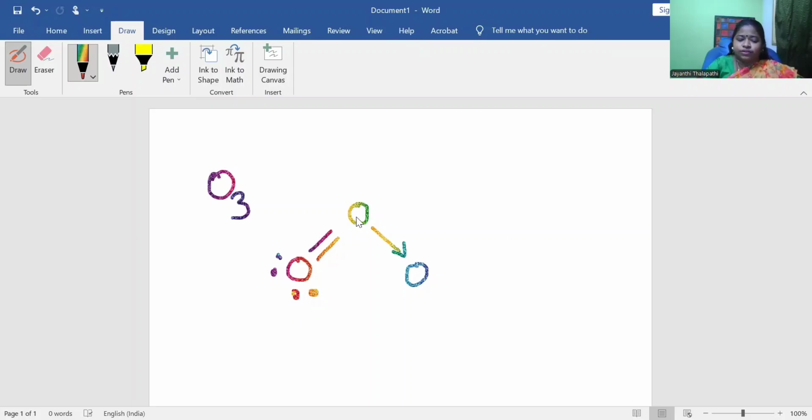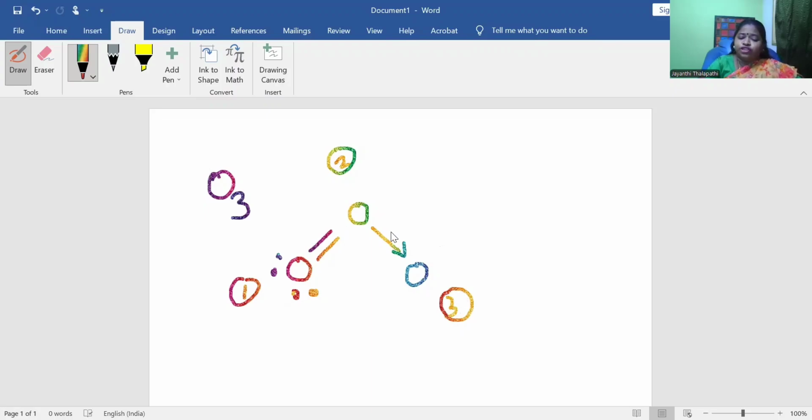Now come to this oxygen. So what happens here? Let's say this is number one. Now we are moving to number two. How about this oxygen? Over here, it shares two electrons with this oxygen, and over here, coordinate bond. That means both the electrons are contributed by this second oxygen, right? And let's take this as the third oxygen.